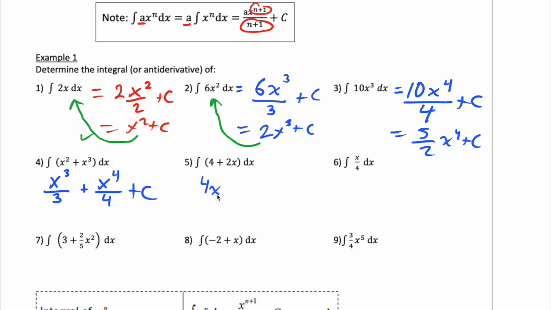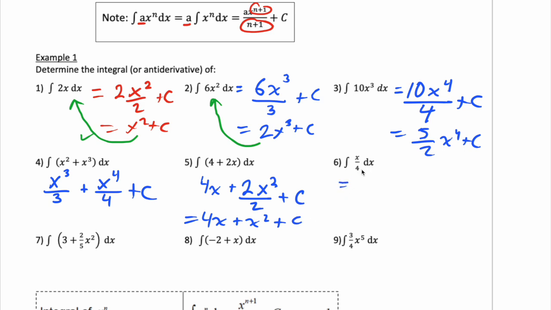The derivative of 4x is just 4. Derivative of any constant times x is just a constant. So if you integrate, you get the constant times x. And for this one here, we have 2x, increase the exponent by 1, and divide by that exponent. You get 4x plus x squared plus c.